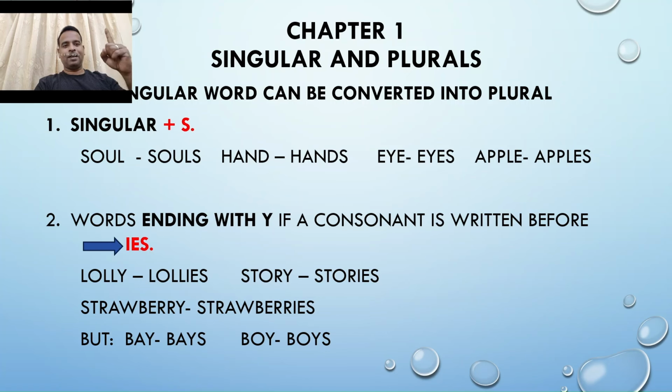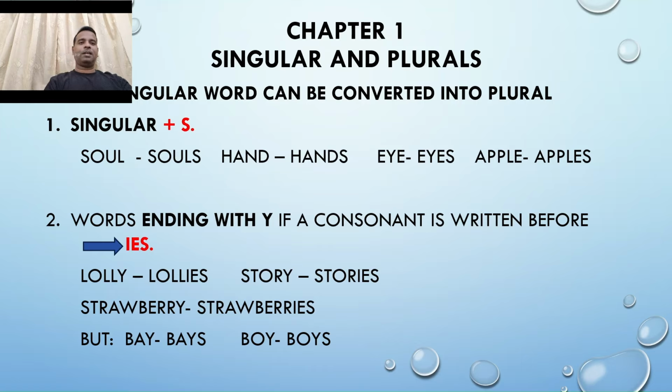सबसे पहला तरीका है, the first step is adding s with the word. As you can see in the examples, like hand becomes hands, eye में अगर s लगाते हैं it becomes eyes, and apple becomes apples.